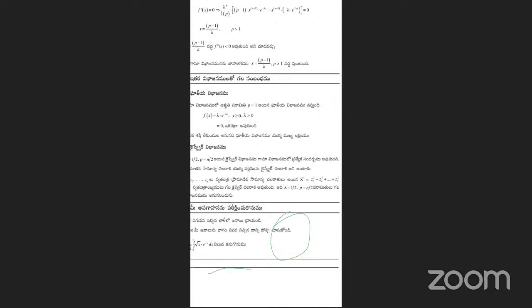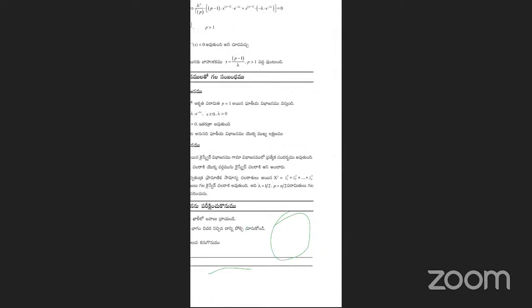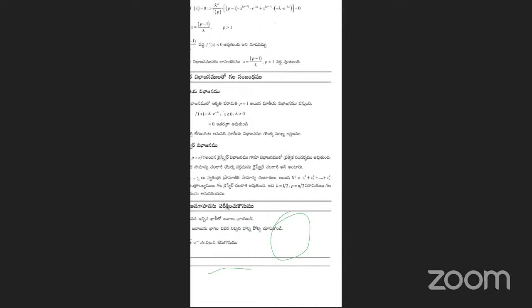So here the property: Z1, Z2, etc., Zn are independent standard normal variates. Then x square equal to Z1 square plus Z2 square, etc., plus Zn square becomes a chi-square random variate with n degrees of freedom.